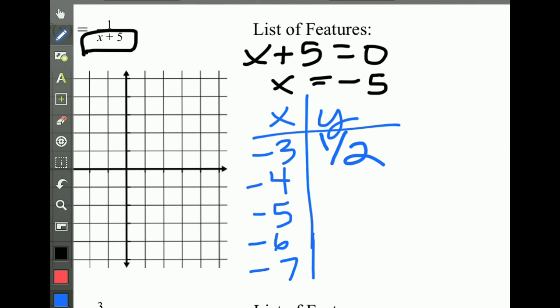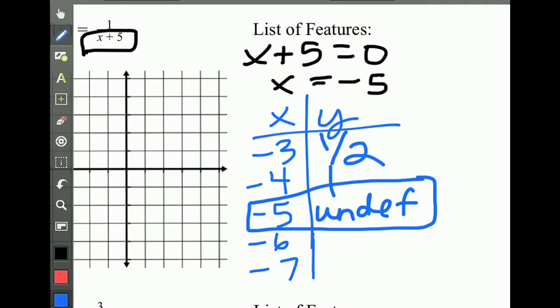-4 plus 5 is 1, so 1 over 1 is 1. -5 plus 5 is 0. This gives you an undefined. That is your asymptote right there. -6 plus 5 is -1. 1 divided by -1 is -1. And -7 plus 5 is -2, so that gives us -1/2.